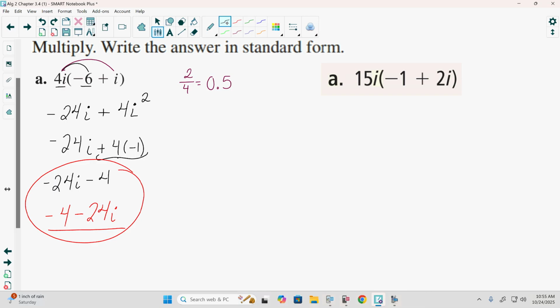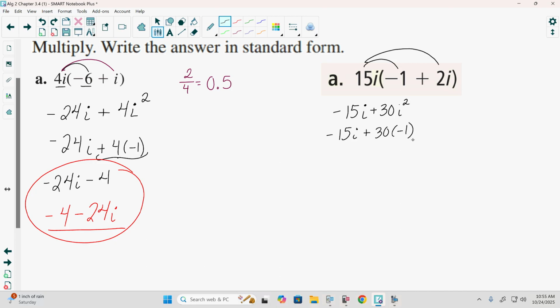So here, we're going to do the same thing. We're going to multiply through by 15i. 15i times negative 1 is going to be negative 15i. Now 15i times 2i, 15 times 2 is going to be positive 30. And i times i is i squared. Now we just said i squared is what? Negative 1.